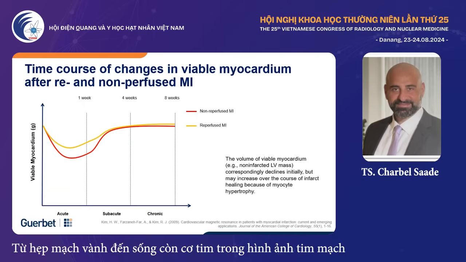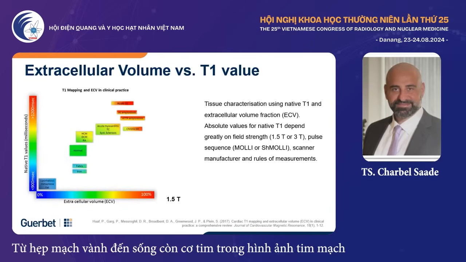If we look at viable myocardium, you need time for the infarct. It may increase or reduce over time due to myocyte hypertrophy, but usually 4 to 6 weeks is really good, especially between perfused and non-reperfused myocardial infarctions. Of course, there are other extracellular volume techniques where you can look at T1 values when you're using MOLLI or ShMOLLI sequences, especially between 1.5 and 3 Tesla scanners.